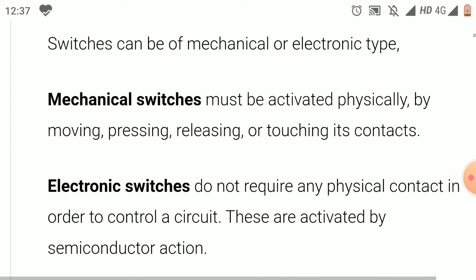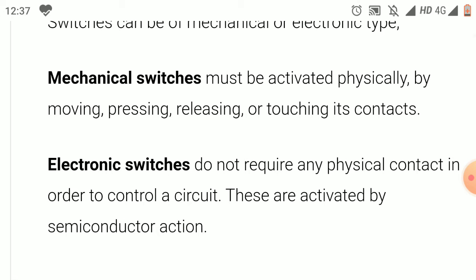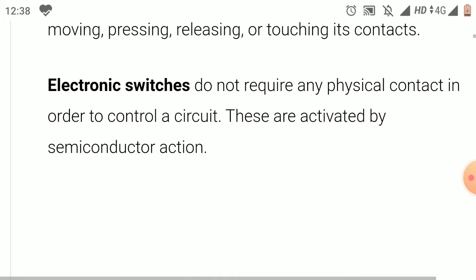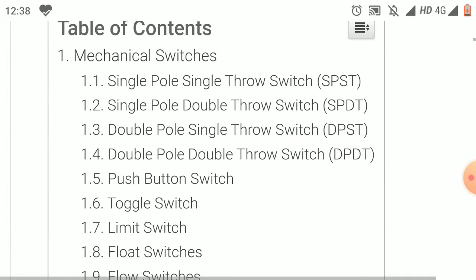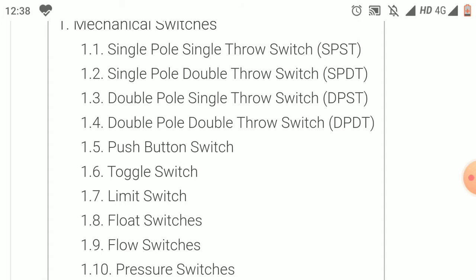The switch can be classified into two categories. One is mechanical switches and the other is electronic switches. Mechanical switches are actuated or operated only by physical movement or physical operation. These are manual switches, whereas electronic switches don't need any physical activity to actuate them. We'll study the mechanical switches one by one here.